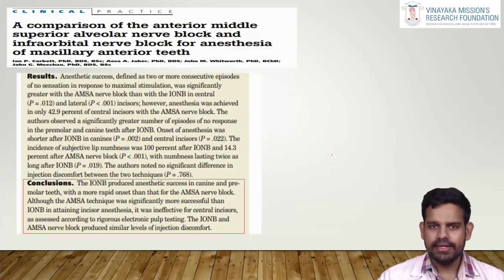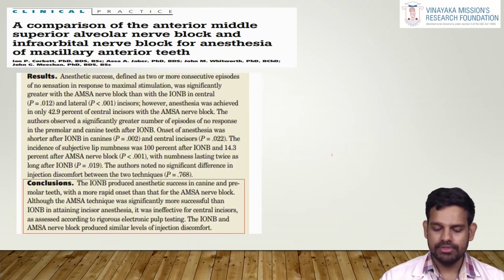This article, a comparison of the anterior middle superior alveolar nerve block and the infraorbital nerve block for the anesthesia of maxillary anterior teeth, given by Ian Corbett, says that the infraorbital nerve block produced anesthetic success in canine and premolar teeth with a more rapid onset compared to the anterior middle superior alveolar nerve block. Although the anterior middle superior alveolar nerve block was significantly more successful than infraorbital nerve block in attaining incisor anesthesia, it was inefficient for central incisors as assessed by rigorous electronic pulp testing. Therefore, the infraorbital nerve block is much better and more efficient than the anterior middle superior alveolar nerve block.